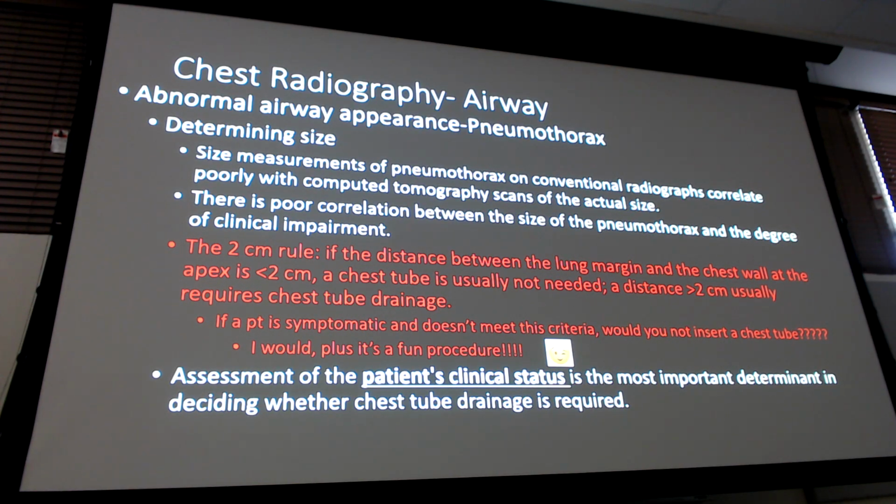And no joke, it's fun. I like doing chest tubes. But the most important part, right, is that clinical status. That's why I say that. Same thing with tension. That determines your treatment.